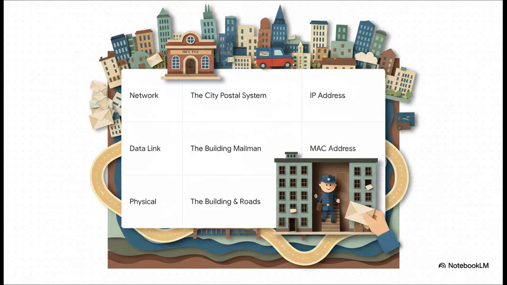The network layer, which uses those IP addresses we talked about, is like the main city postal service. Its only job is to get that letter to the right building address in the entire city. But the data link layer, using the MAC address, is like the mailman who works inside that specific apartment building. Their job is to take it from the mailroom and get it to the exact right apartment door.